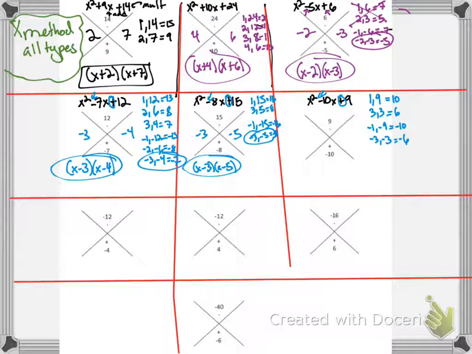I almost circled the wrong one there. This is the one I'm interested in, -1, -9. So that's going to be x minus 1, x minus 9. Okay, guys, please let me know if you have any questions on this.